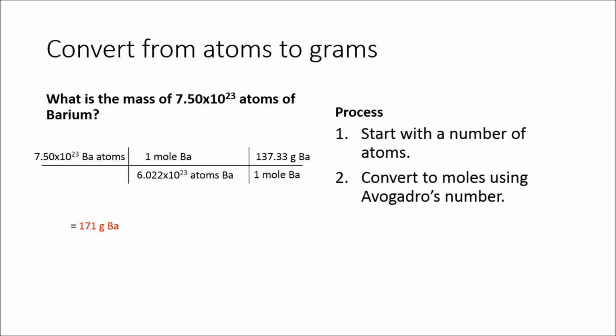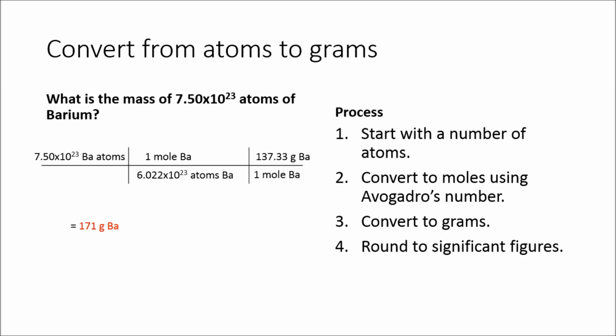So we start with the number of atoms, we convert to moles using Avogadro's number, we convert to grams, we round for significant figures and ask ourselves, does this make sense? 1 mole of barium would weigh 137 grams. I've got more than 1 mole of barium, so I should have a mass that is more than 137 grams, and I do. It's 171, so this makes sense.